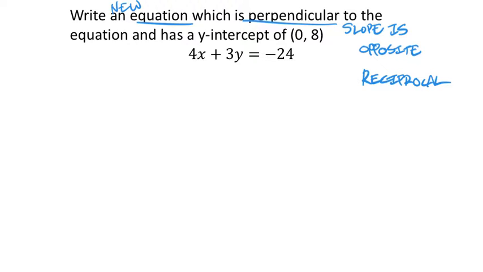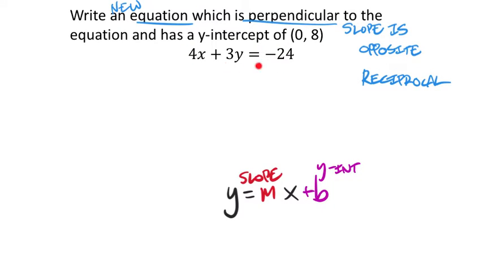So that's where we're going to need, once again, slope-intercept form. y = mx + b, where m is the slope and b is the y-intercept. Our new equation is going to take the same format, but again, we need the slope from this equation first, okay? And then we can write the equation that's perpendicular to it.